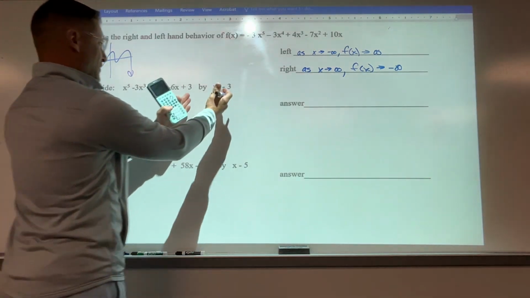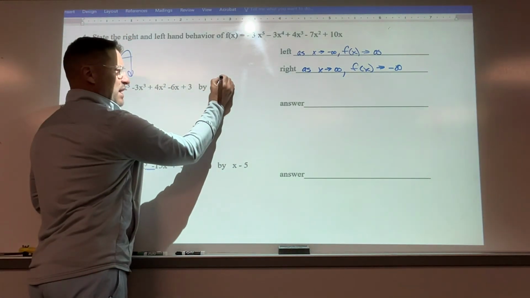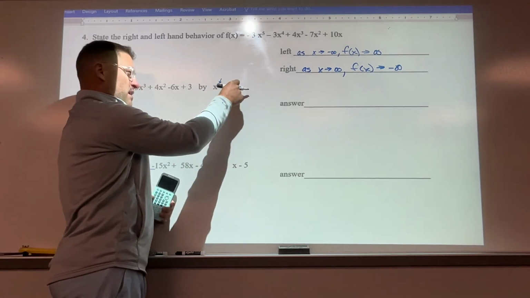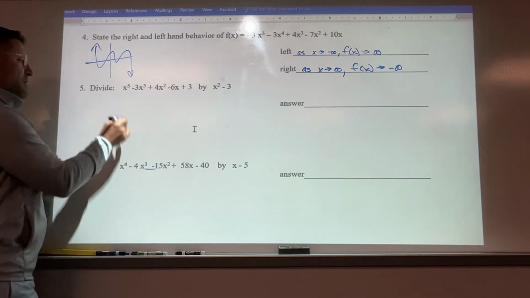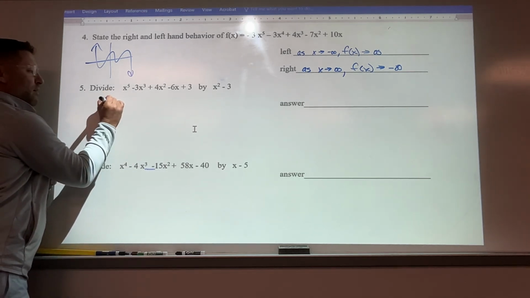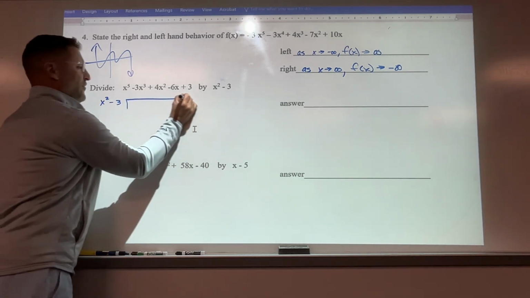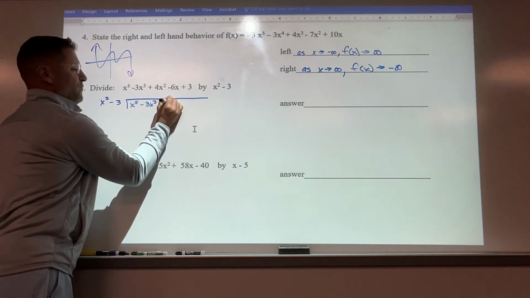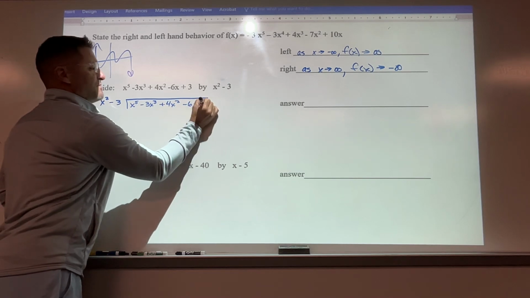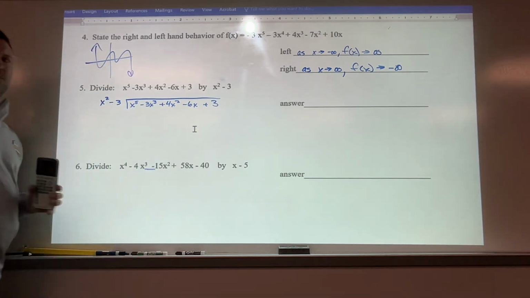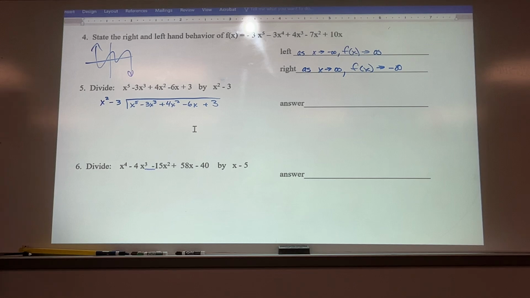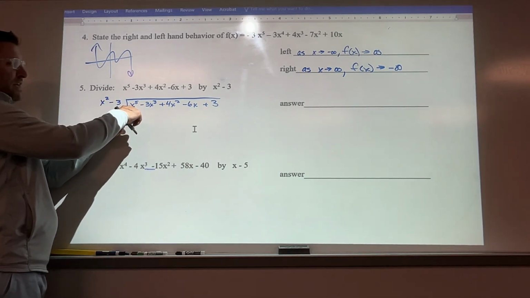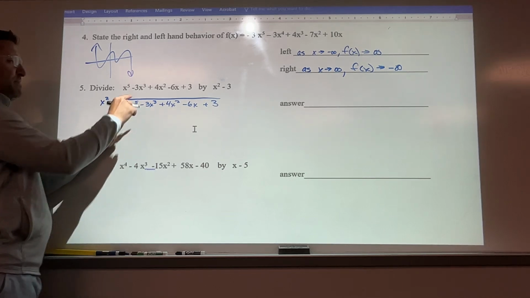Next one, everybody's favorite, long division. Here we go. I have x squared. This is not a 1. If that was a 1, I could use synthetic, but I can't on this one because it's x squared. X squared means I'm going to use long division. So here we go. X squared minus 3 into x to the 5th minus 3x cubed plus 4x squared minus 6x plus 3. And I'm going to do the division. All right. X squared's got to become x5. It's going to take, I made a mistake.